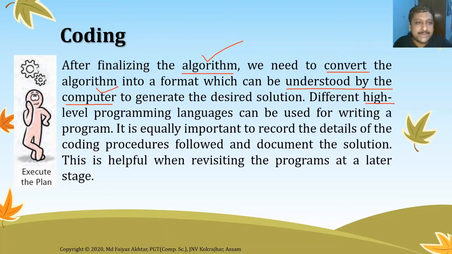Different high-level programming languages can be used for writing a program, such as C, C++ or Python. In this class, in computer science, we will learn the Python language. In Python we write the program only after finalizing the algorithm.